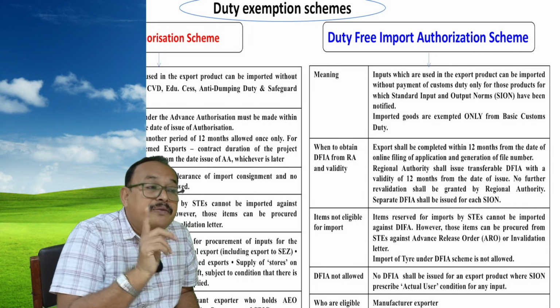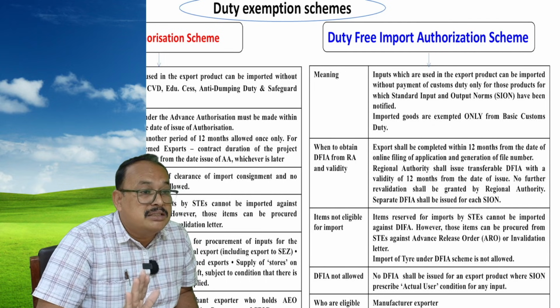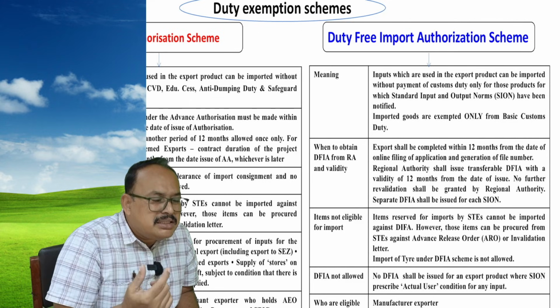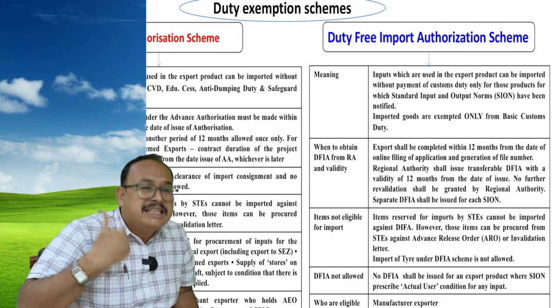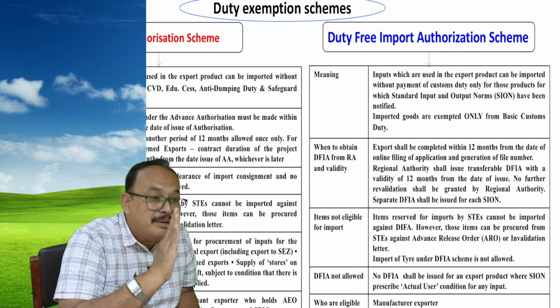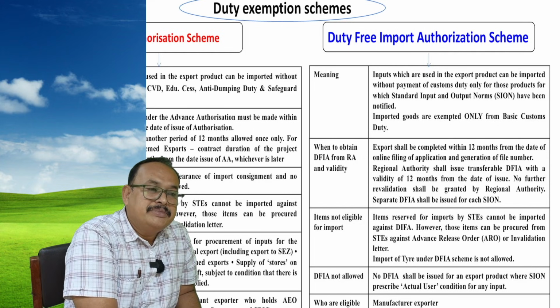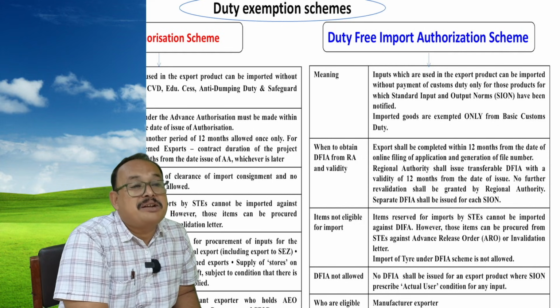Whereas a DFIA license will be granted to you for a valid period of 12 months only, to adjust the value of the license. Adjust against what? Against basic customs duty only. It cannot be adjusted against the additional customs duty.